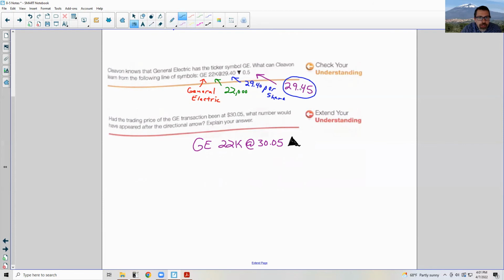And how much more is $30.05 than $29.45? Well, it's 55 cents to get to $30 plus 5 more cents. So I'd say 0.60 for 60 cents. Since they're not showing the zero at the end, we're not doing significant figures here. So it's 0.6, if I'm going to copy what they have here. So the answer is 0.6.